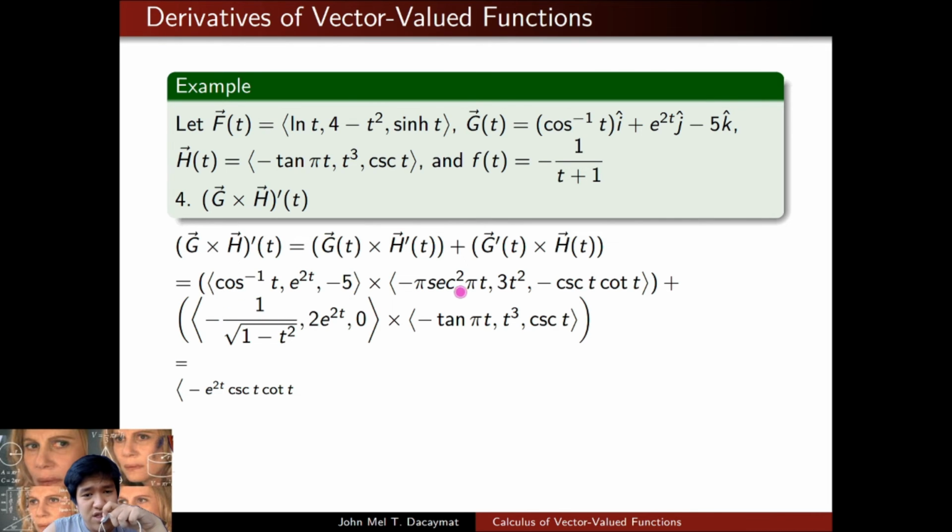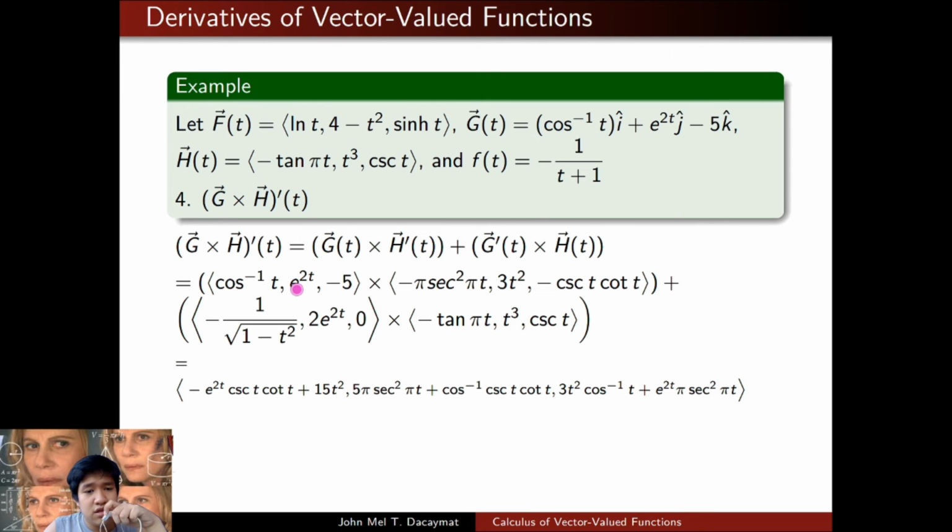So, yung dot product nitong first part, yung first term, e to the 2t times ito, minus itong negative 5 times 3t squared, so plus 15t squared pag minus siya. Second component, itong negative 5 times ito, minus itong cosine inverse t times itong negative pi secant squared pi t, or ito palang cosecant cotangent t, sorry. And then third component is cosine inverse times 3t squared plus negative pi secant squared pi t times e to the 2t.